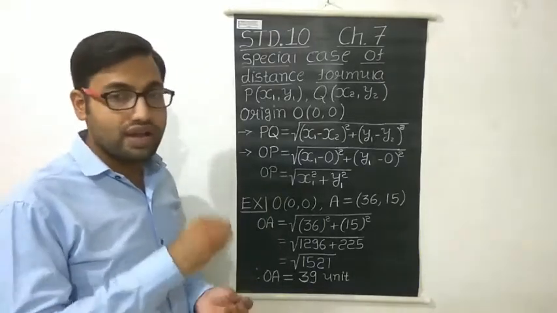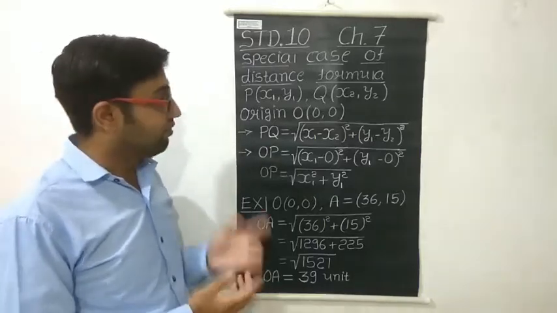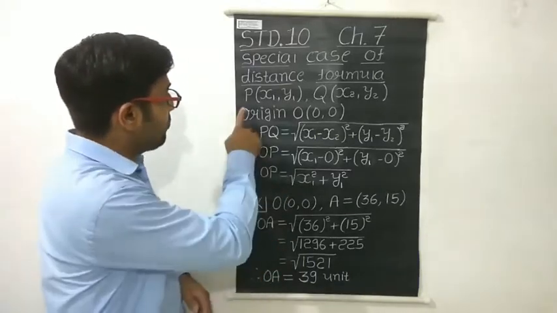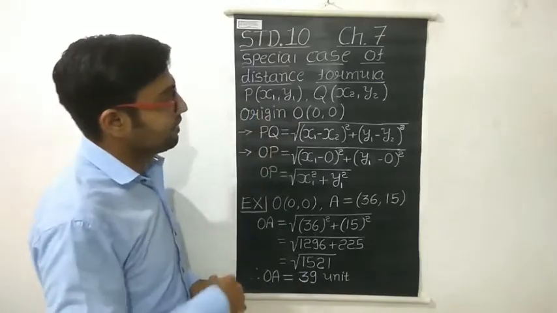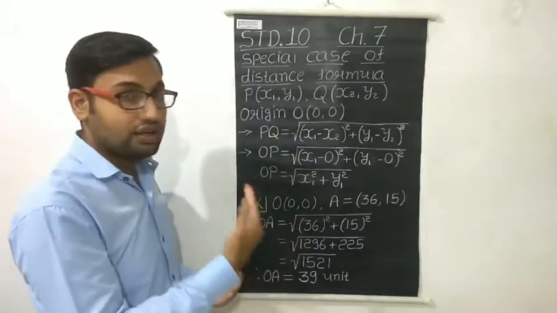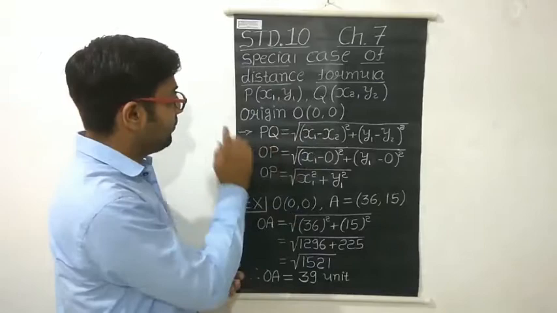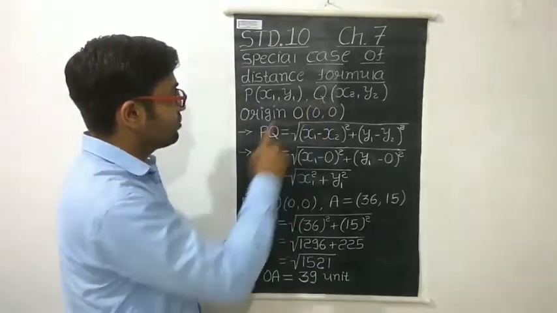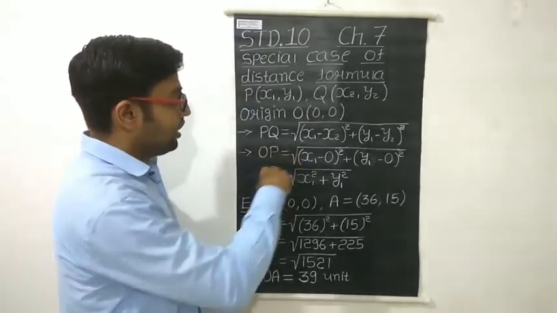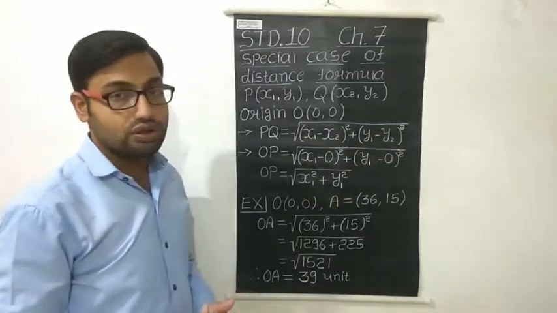The distance of any point from the origin, what will it be? We can find it by using the distance formula. Okay, so let's suppose there are 2 points. Point P is (x1, y1) and the point Q is (x2, y2). And the origin O, we know that its coordinate is (0, 0). So what is the distance formula? If we want to find the distance between these 2 points P and Q, then we can use this formula: PQ is equal to the square root of (x1 minus x2) whole square plus (y1 minus y2) whole square.